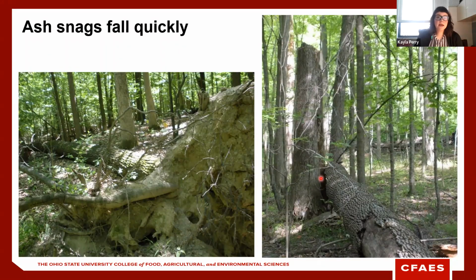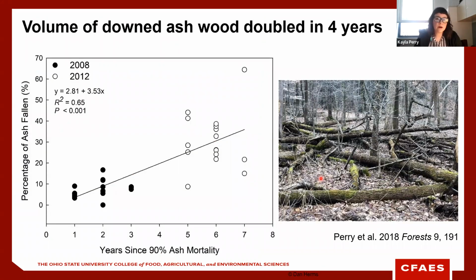And so one of the projects that I've done has been to look at the volume of ash logs or wood and how quickly these snags have fallen in forests. Here this figure is showing the percentage of ash that have fallen. So these are logs that are on the ground. And then here on the x-axis, we have years since 90% ash mortality. So these are years since a stand has been characterized as significantly impacted by EAB, where 90% of the trees are dead.